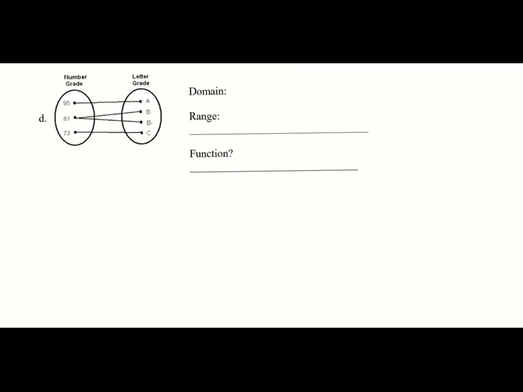Okay, and here is our last one that we're looking at. It's just written out a little bit differently. They didn't really give us ordered pairs, but they gave us a number grade and a letter grade. So we are going to look at this as the first part is our domain. So the first part is always your domain. So our domain is 95, 81, and 73. Our range is A, B, B minus, and C.